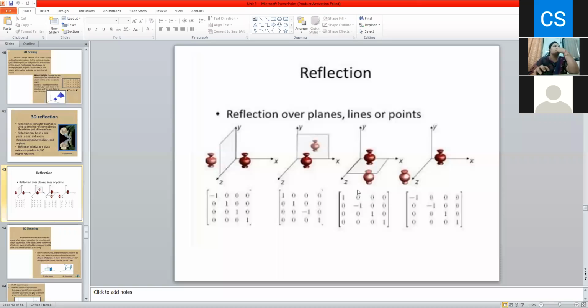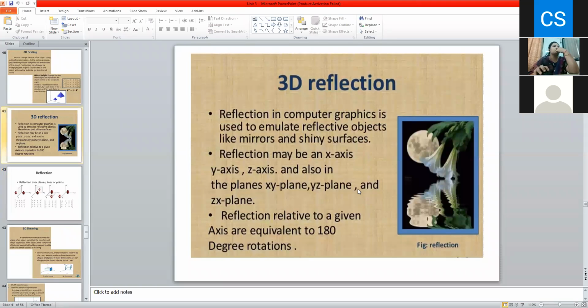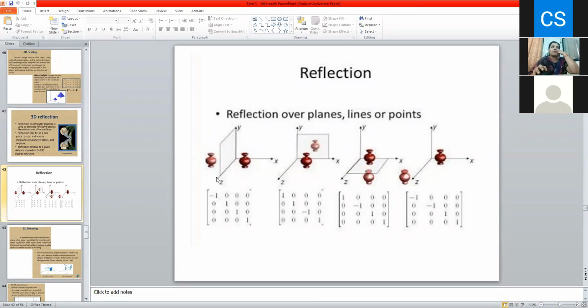Then comes 3D reflection. 3D reflection is nothing but the mirror image that we have already discussed. Earlier the reflection was done with the x-axis, y-axis, y equal to x, y equal to minus x, for 2D transformation. But in the case of 3D transformation, we are going to take the reflection about the planes. So the xy plane, yz plane, and xz plane. So we have seen these three T matrices.